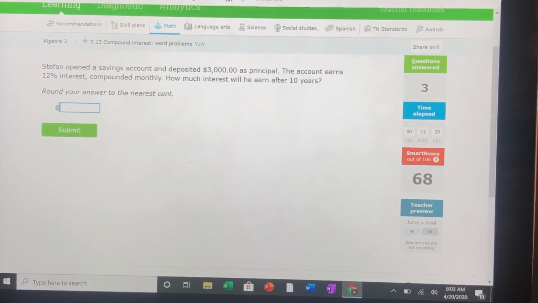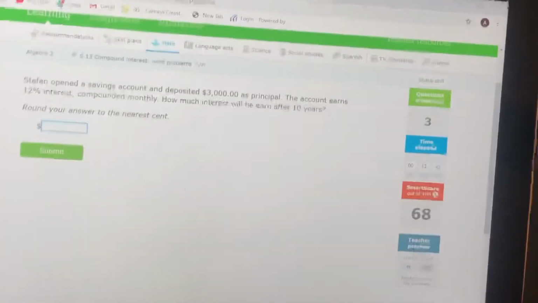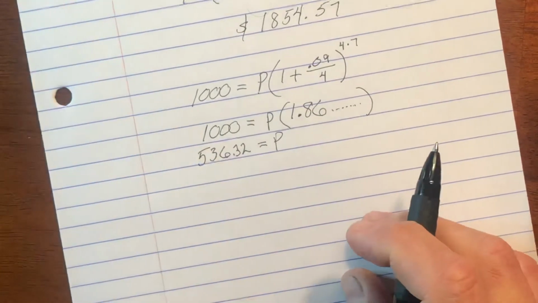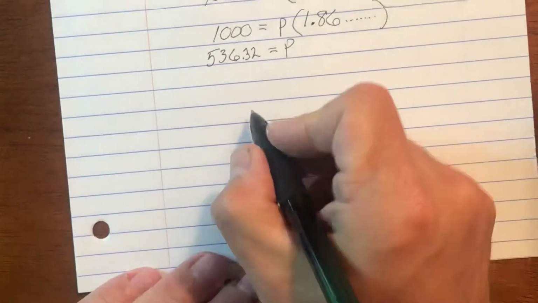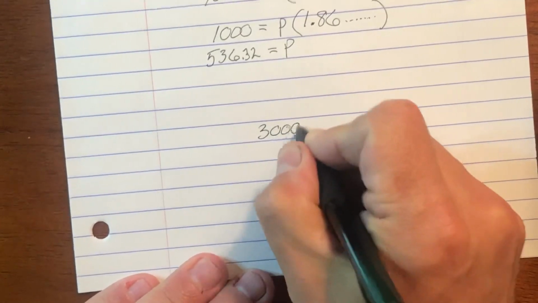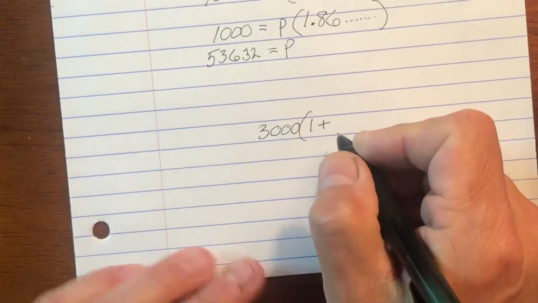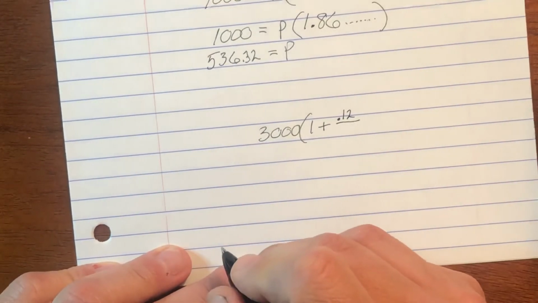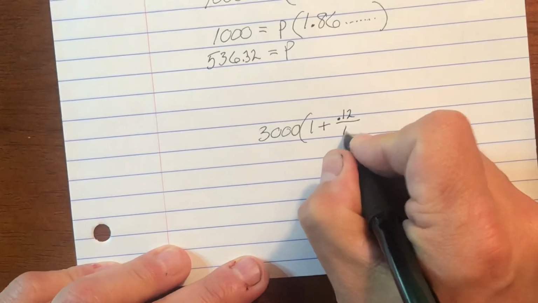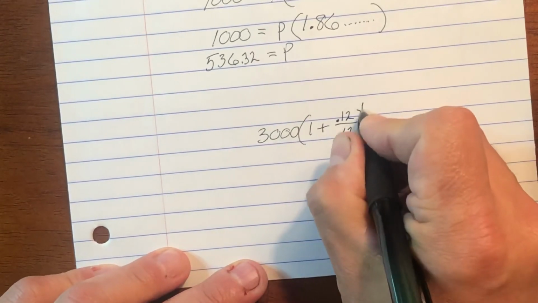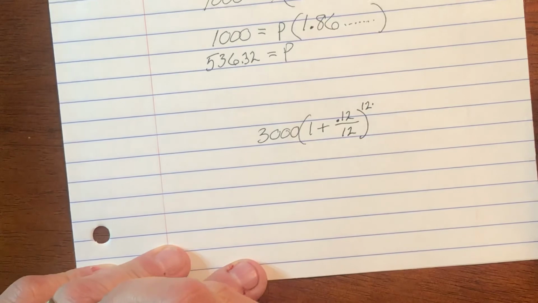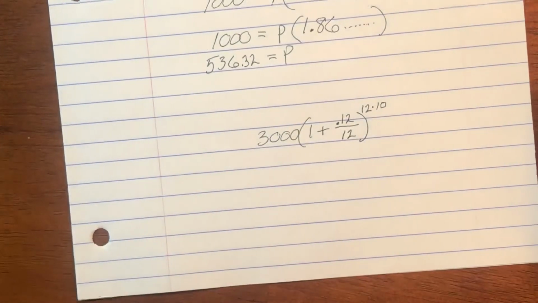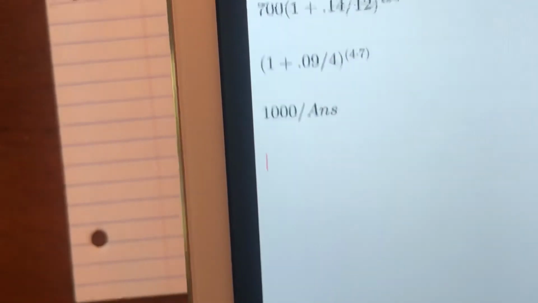So you can see the higher level, the more complicated the problem. So let's figure this one out. Let's see. The initial amount deposited was $3,000. So that's 3,000 times 1 plus the interest rate, which was 12%, so that's 0.12. Compounded monthly, so that's 12. Remember that 12 also goes up here. And the number of years is 10 years. So that will tell us what the final amount is. So let's do that first.